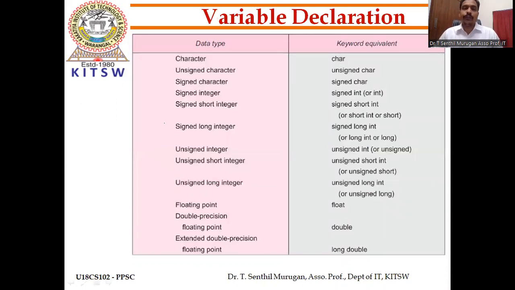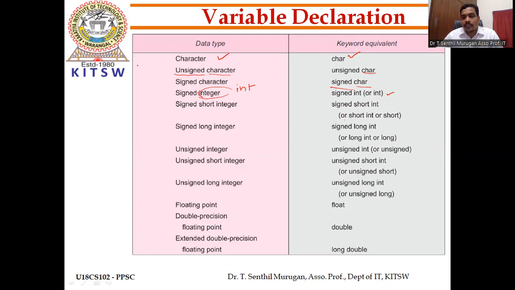So how can we use the keywords in programming? In case a character is there, how can we use it? Here character means char. Only we are using char. Unsigned character, unsigned should be there, and instead of character, char only will be there. So signed character, signed will be there, char is there. Signed integer, wherever the integer is there, we can represent as int. Signed int, or we can simply use int also.